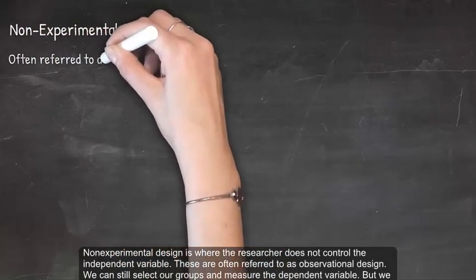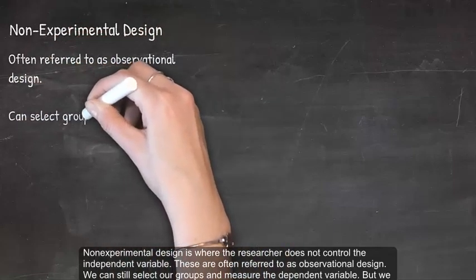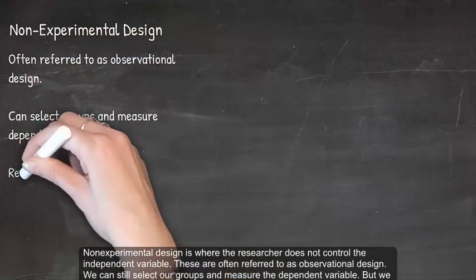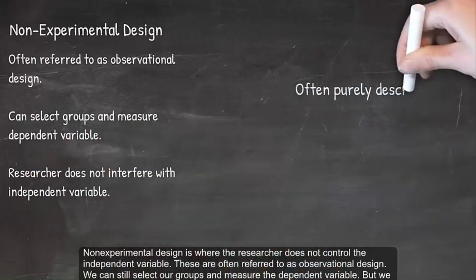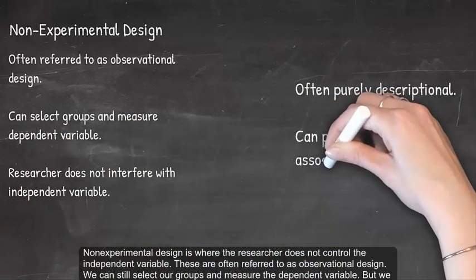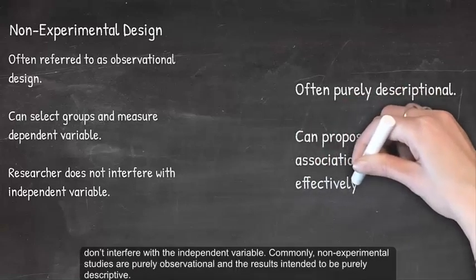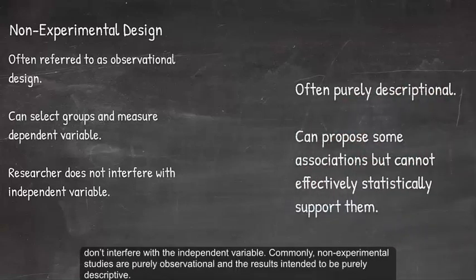Non-experimental design is where the researcher does not control the independent variable. These are often referred to as observational designs. We can still select our groups and measure the dependent variable, but we don't interfere with the independent variable. Commonly, non-experimental studies are purely observational and the results intended to be purely descriptive.